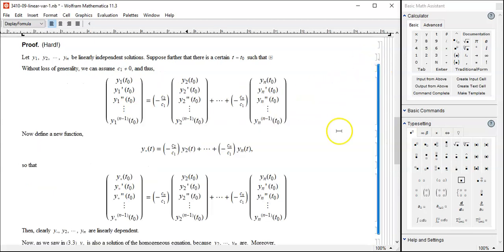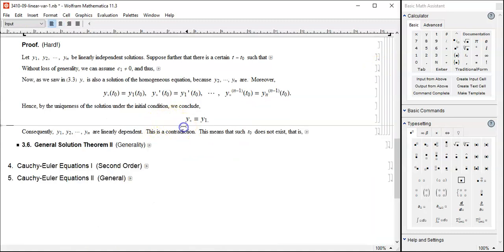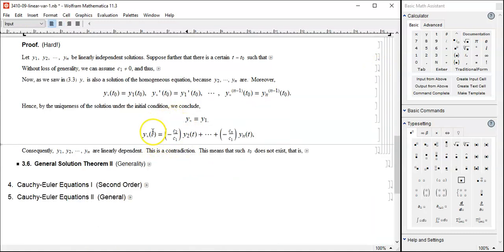Therefore, what did it say about y star? Y star is defined as a linear combination like this, and y star and y1 are the same. Then y1 can be written as exactly the same linear combination. So y1 is a linear combination of y2 through yn. So that's what we got.